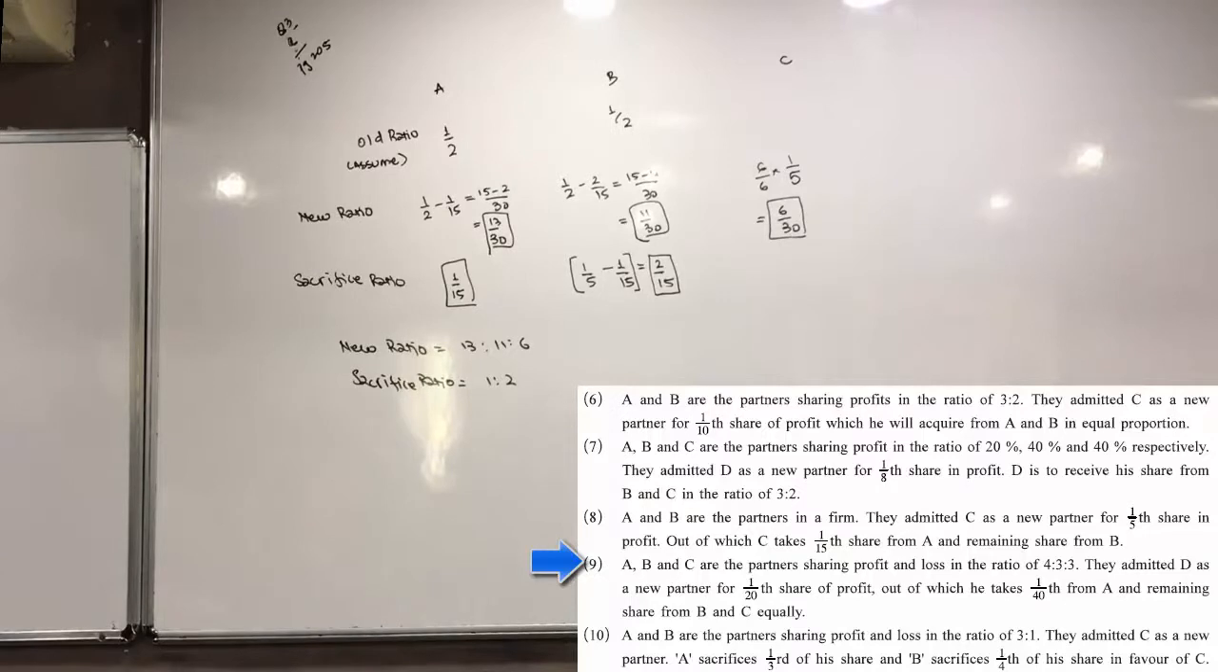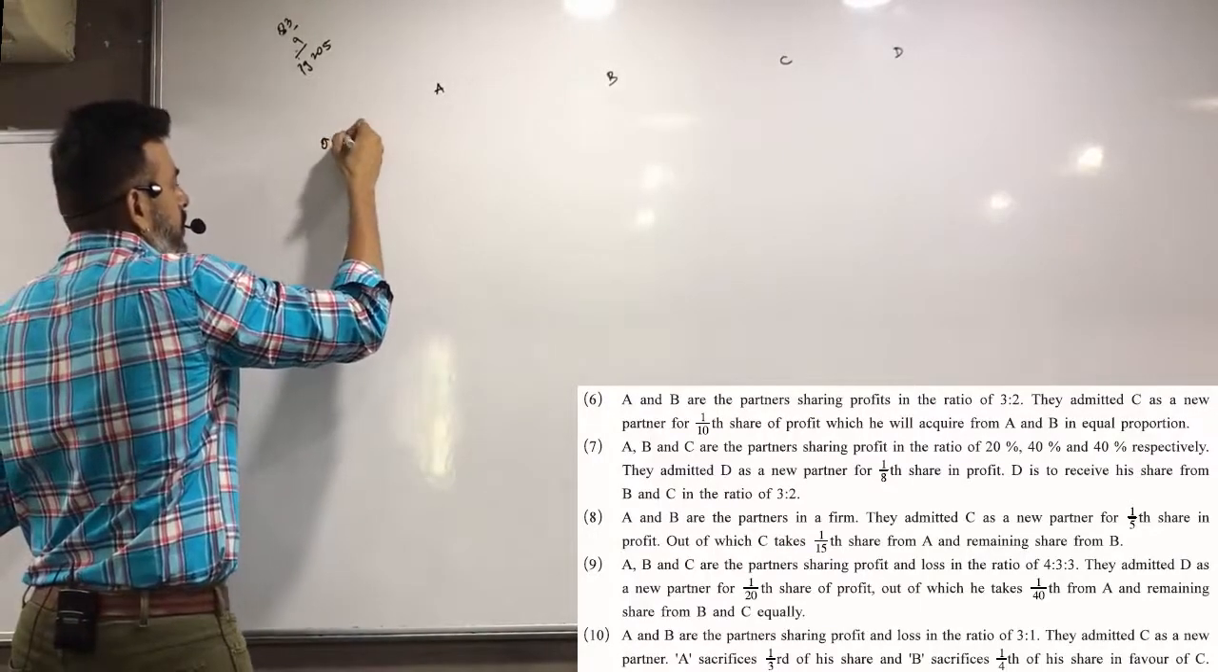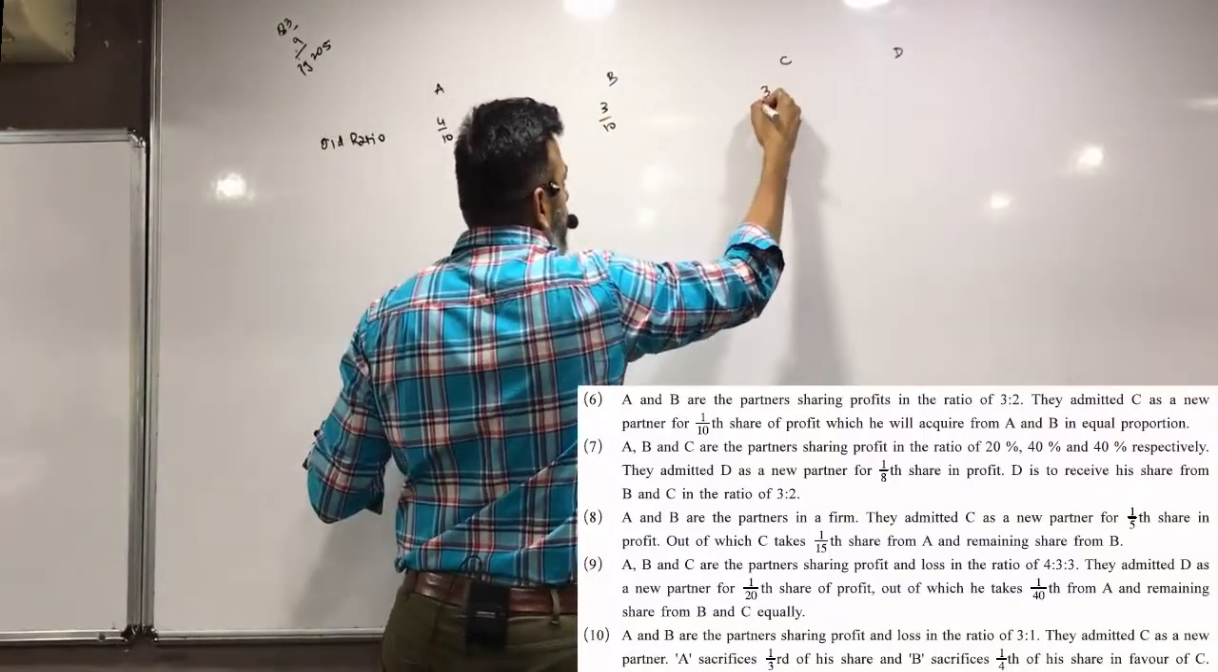Ninth sum. A, B and C are partners sharing profit and loss in the ratio of 4:3:3. They admitted D as a new partner for 1/20th share of profit, out of which he takes 1/40th from A and remaining from B and C equal. Okay. Now, what's the old ratio given? 4:3:3. So 4/10, 3/10, and 3/10.